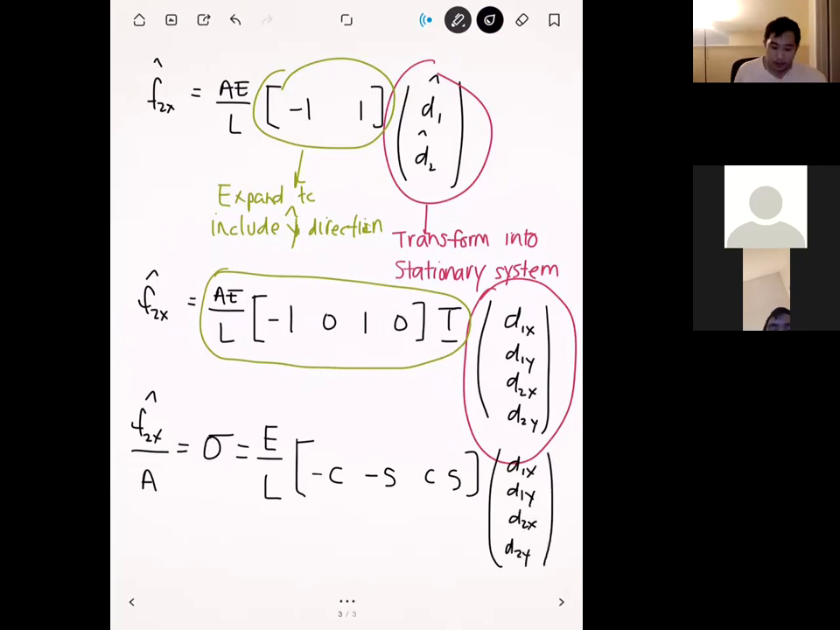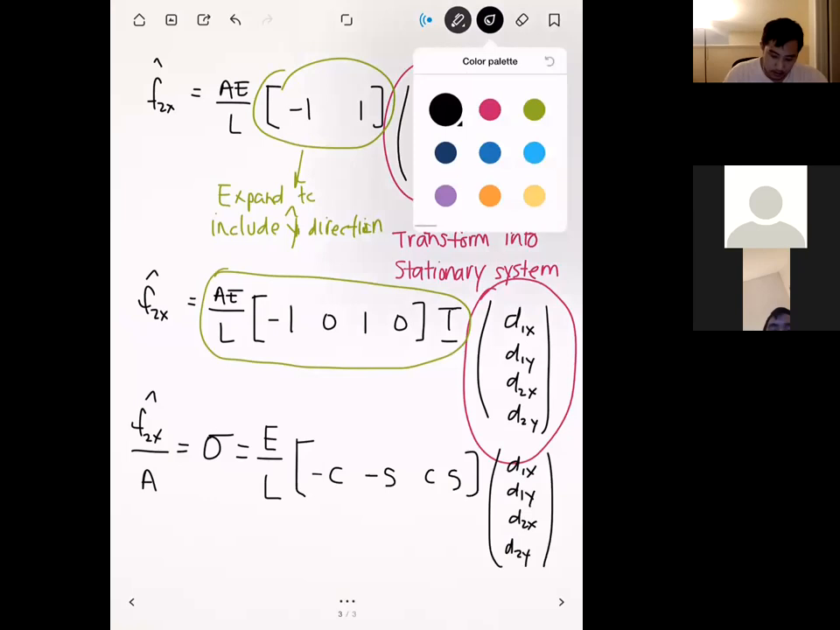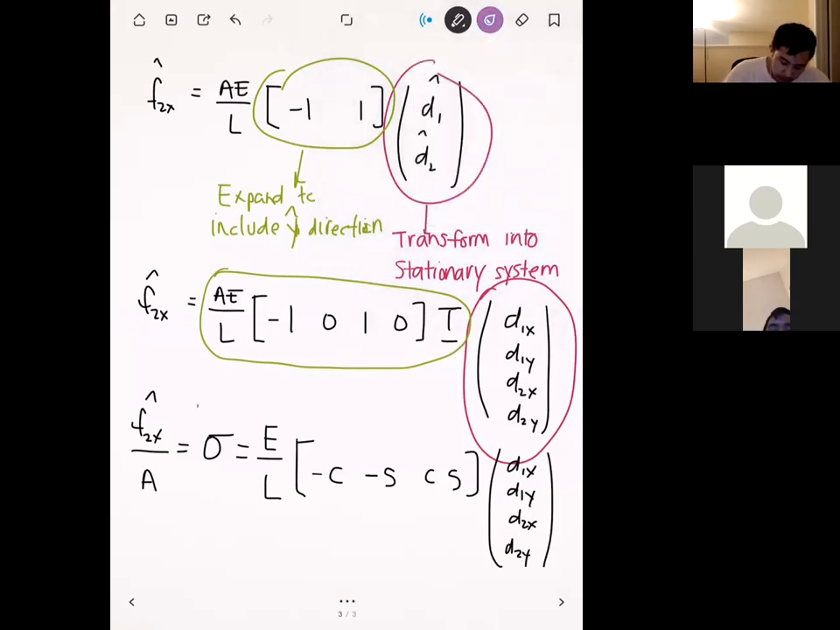Remember, C stands for cosine, S stands for sine, and I just use the shorthand because it's a lot easier to write. So this is our formula for the stress in that element.